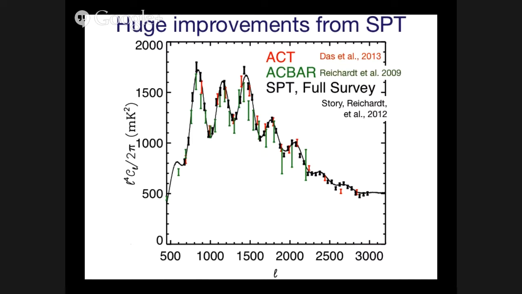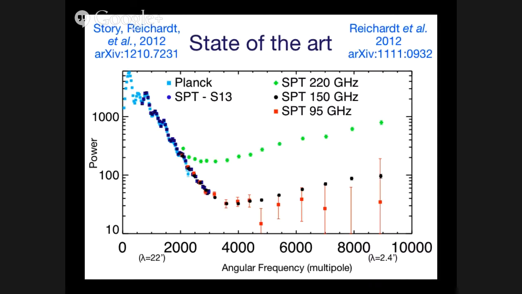Now, in spring of 2013, this last year, Planck came out. And compared to Planck, basically the South Pole Telescope transitions around L of 1800, where the Planck data set is better at larger scales, and the SPT data set is better on smaller scales. This is just a comparison of all these data sets right now for our best measurement.